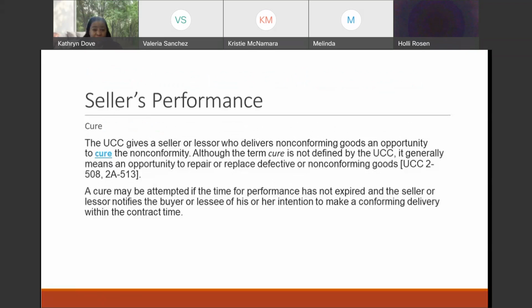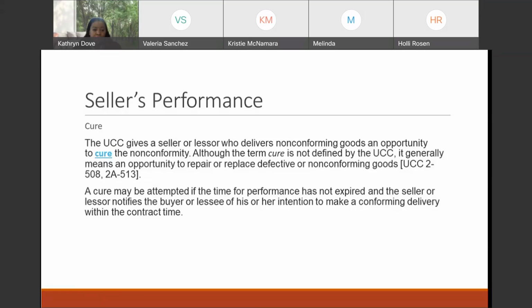What does the seller have to do? Well, the UCC gives the seller who delivers non-conforming goods an opportunity to cure. So if the buyer has purchased 1,000 nails and the seller was only able to deliver 500 nails, now the UCC gives the seller an opportunity to cure that defective shipment. And that means giving the seller an opportunity to replace defective goods. That's UCC 2-508.